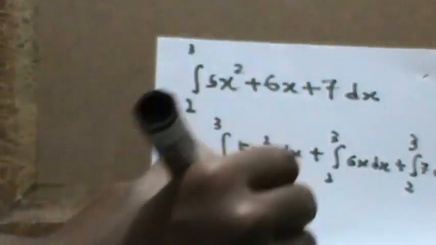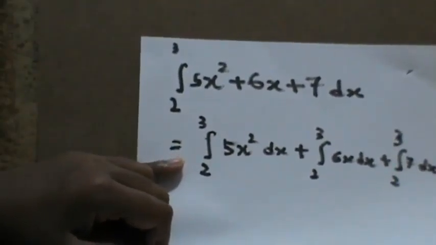So this will be the integral from 2 to 3 of 5x squared dx, plus the integral from 2 to 3 of 6x dx, plus the integral from 2 to 3 of 7 dx, right? 7 dx.